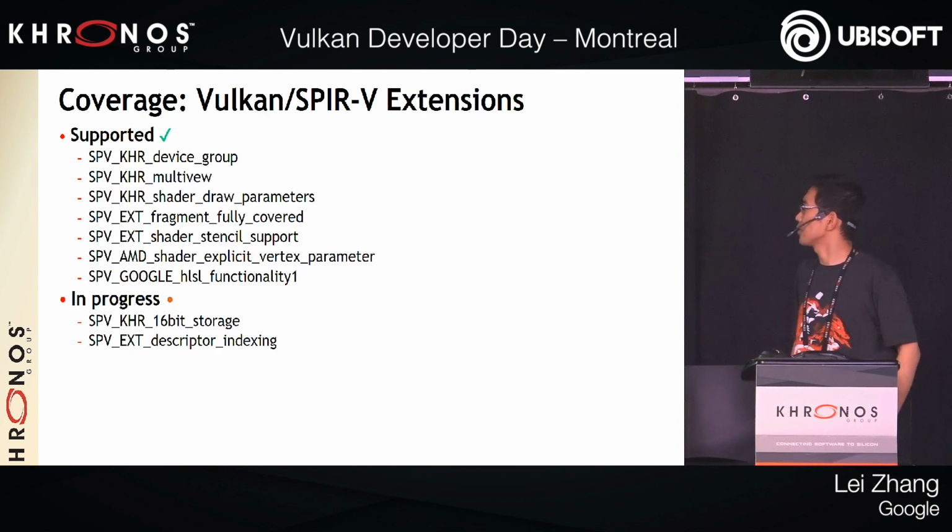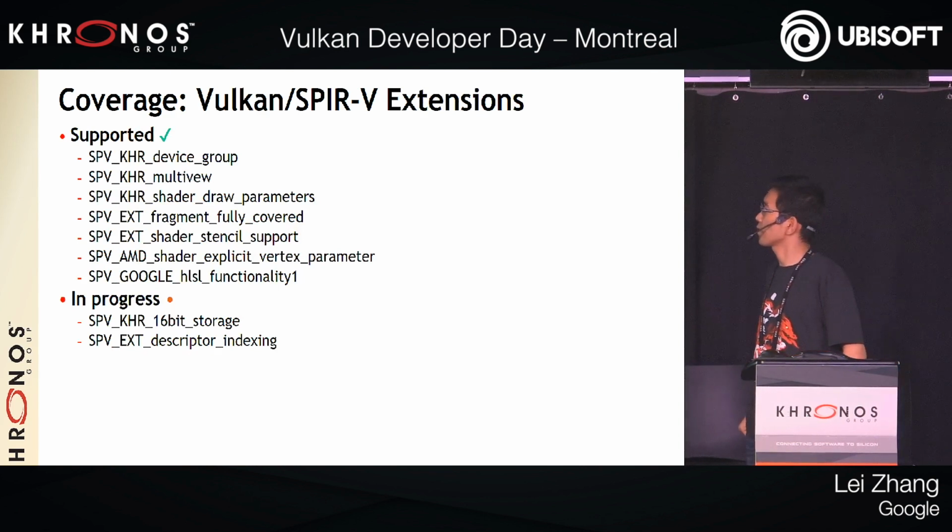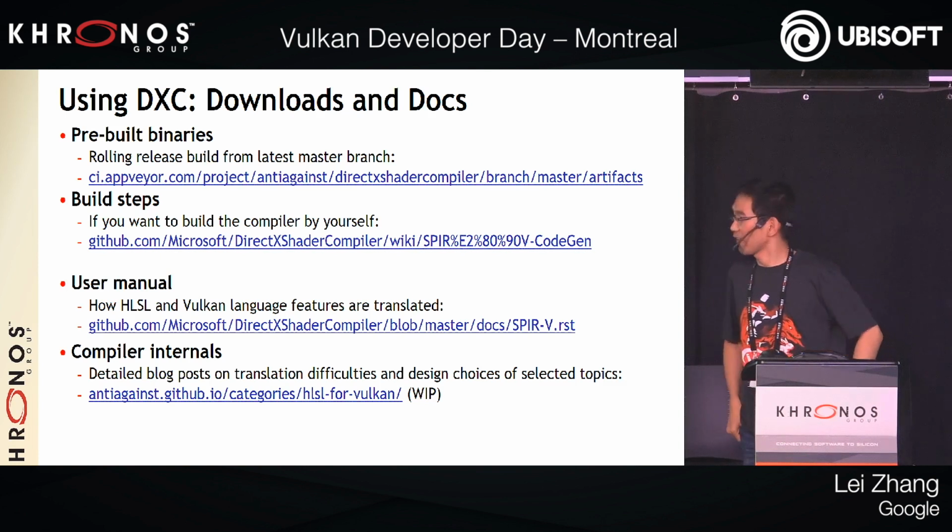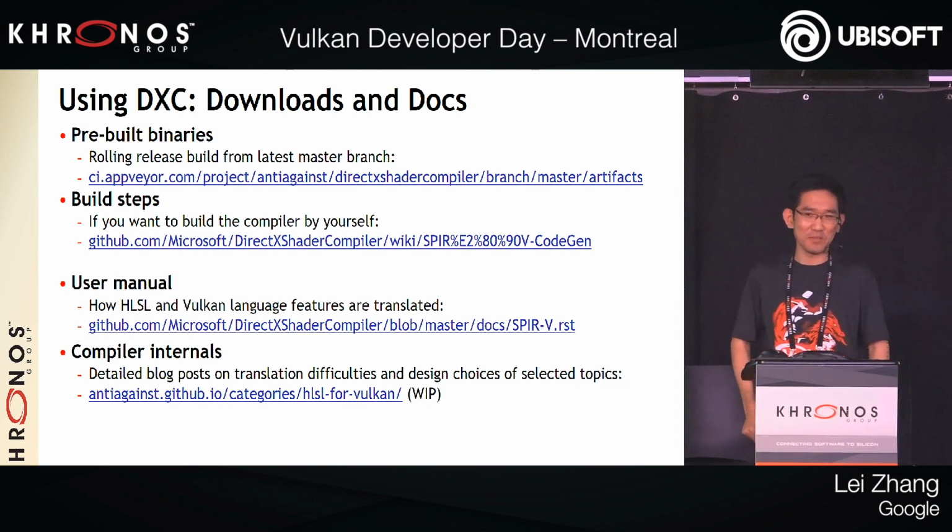So for extensions, we have supported a bunch of extensions thus far, and I'm not going to read them one by one. We are in the progress right now of supporting 16-bit storage. Direct descriptor indexing, which Hai is going to talk about, actually landed just today. So hopefully I talked enough to spark your interest in using DXC.